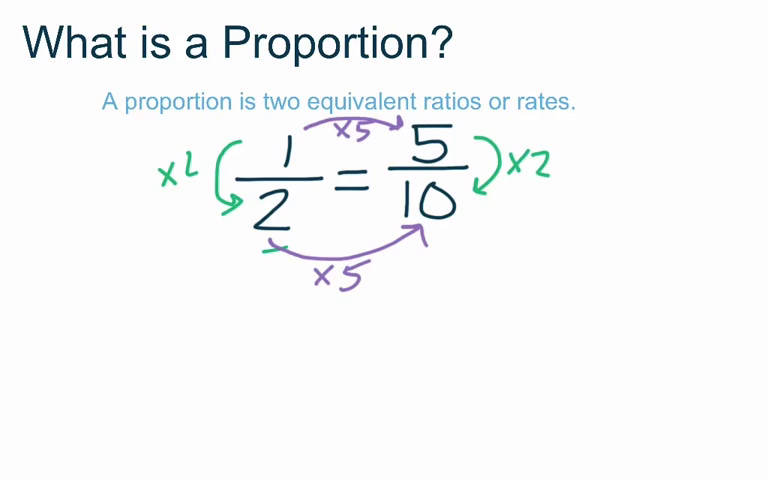However, there are times when we cannot solve vertically or horizontally. And in that case, we're going to do what is called cross products. In cross products, we're going to multiply diagonally. It doesn't matter which one you start with first, but if I do 10 times 1, that equals 10, and 2 times 5 equals 10. So the fact that we multiplied diagonally, we found their cross products and they're equal to each other, means that these two fractions or ratios are equivalent to each other, or they're in a proportion.